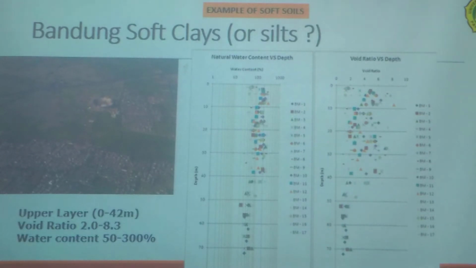Over here, this is the void ratio. The void ratio is from 2 to 8, as deep as 42 meters. What does it mean? It means that this is lacustrine. If it is lacustrine, or a lake deposit, then the lake must be as deep as 42 meters. Do you understand? So we can have this hypothesis become a thesis. The thesis says the Bandung Lake was initially 42 meters.